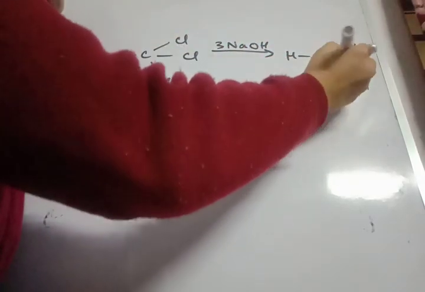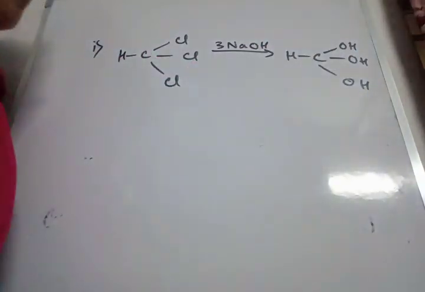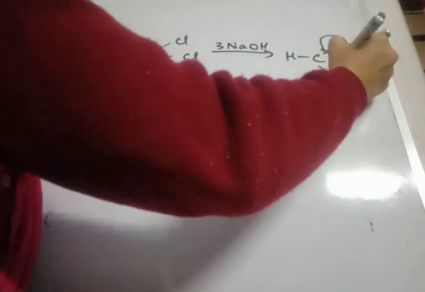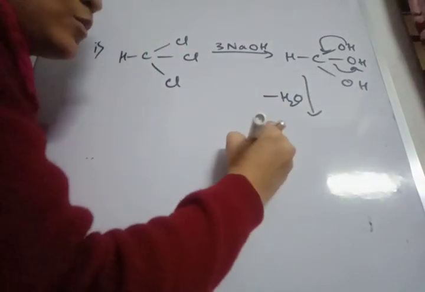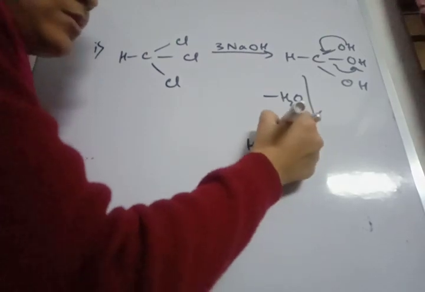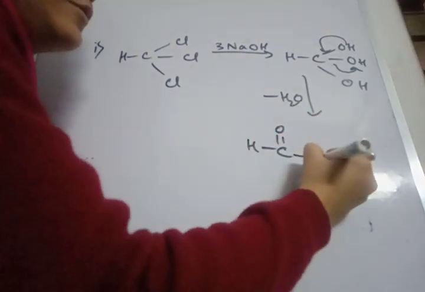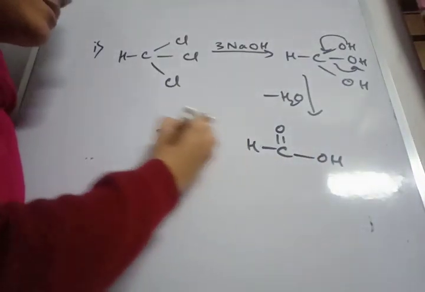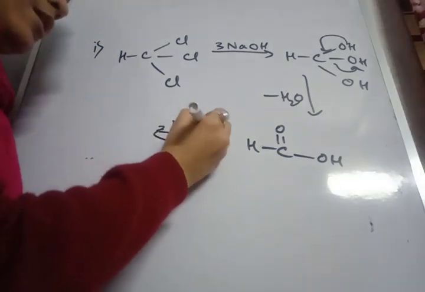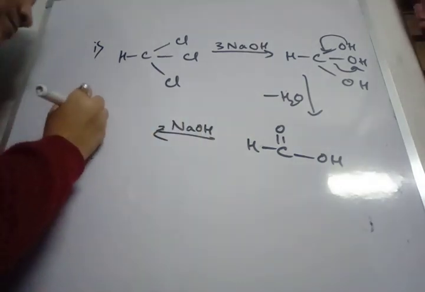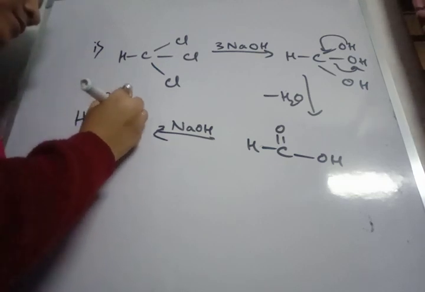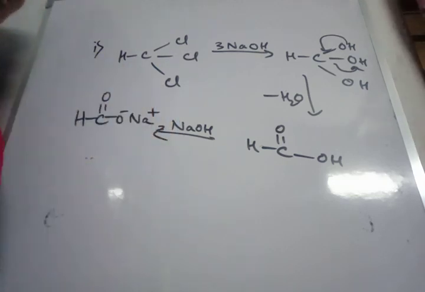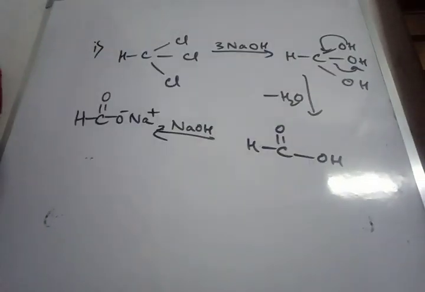Now in this step, a water molecule moves out. So what do we get? H, formic acid. Since the medium is alkaline, I'll be getting the salt. This is the product on hydrolysis of chloroform.